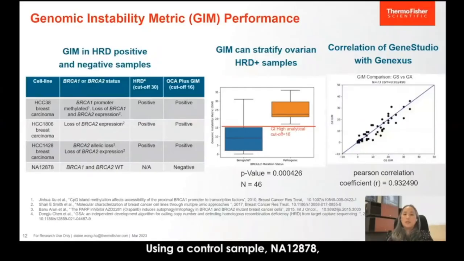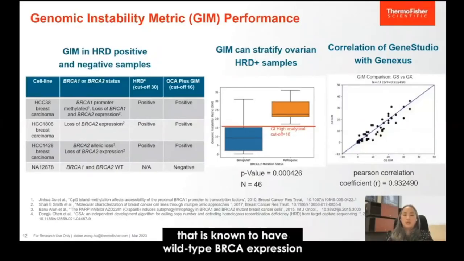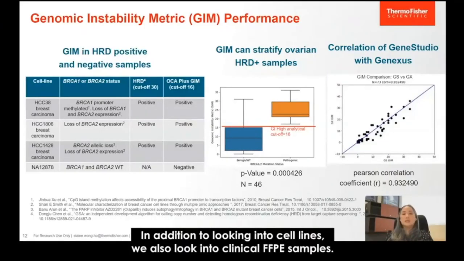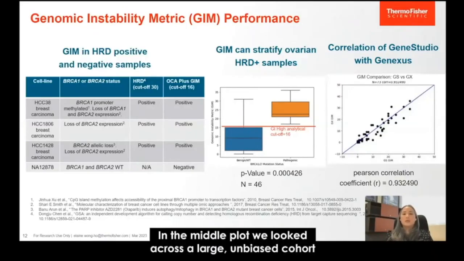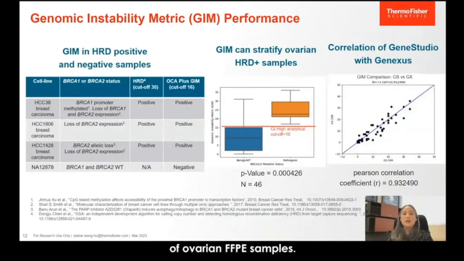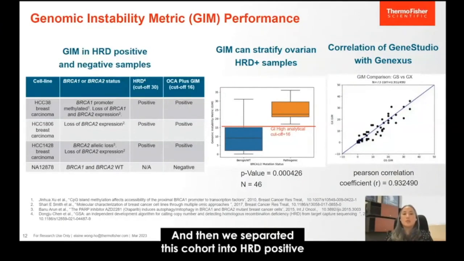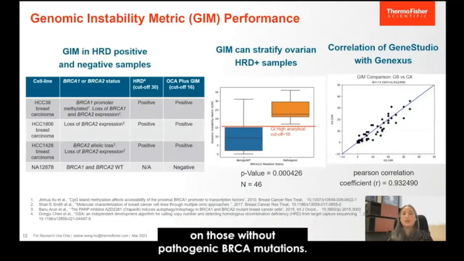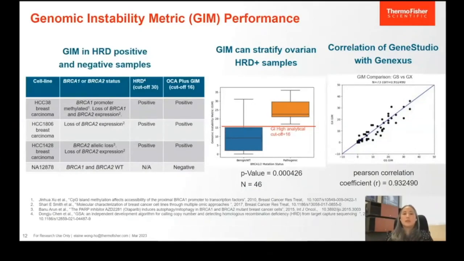Using a control sample, NA12878, that is known to have wild type BRCA as well as not known to be HRD positive, our GIM gives a GIM negative. In addition to looking into cell lines, we also looked into clinical FFPE samples. In the middle plot, we looked across a large unbiased cohort of ovarian FFPE samples, and then we separated this cohort into HRD positive via BRCA pathogenic mutations, as well as HRD negative, those without pathogenic BRCA mutations.